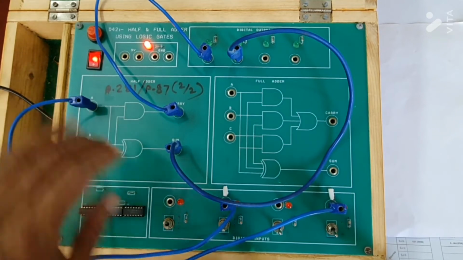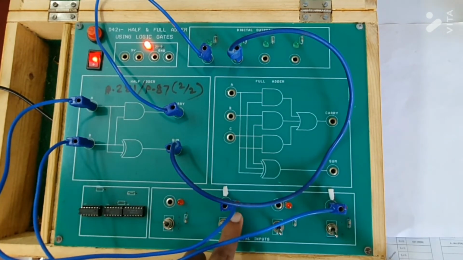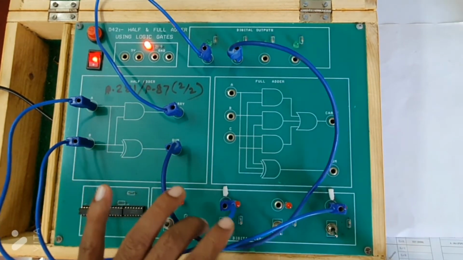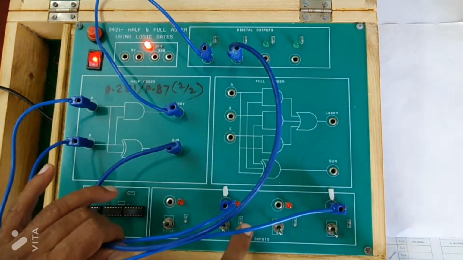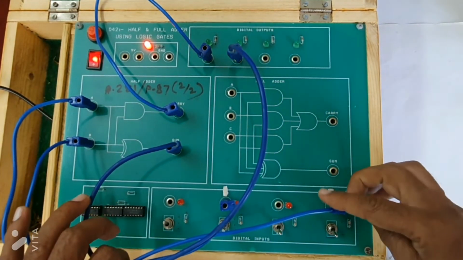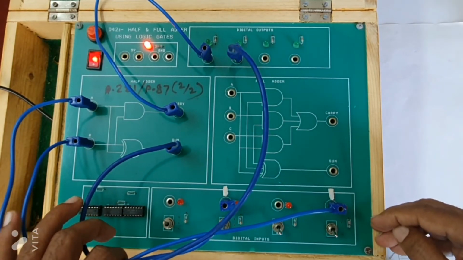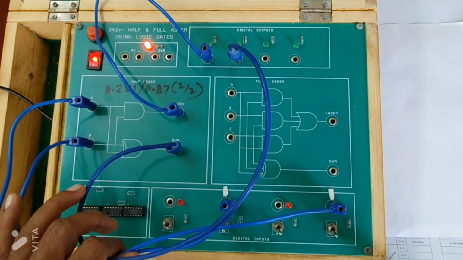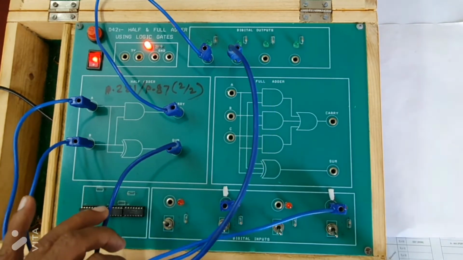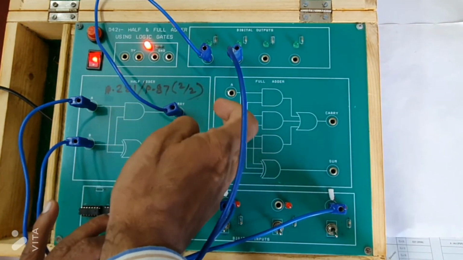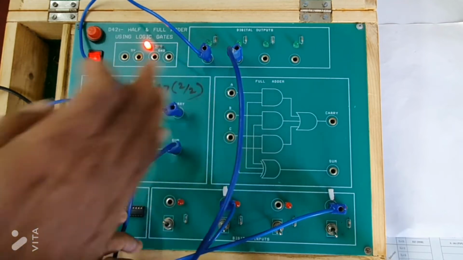So when 0 0, you can see that these LEDs are not glowing. So this LED and this LED, it is not glowing. Since these inputs are 0 0, as you can see the output sum is 0, carry is 0.